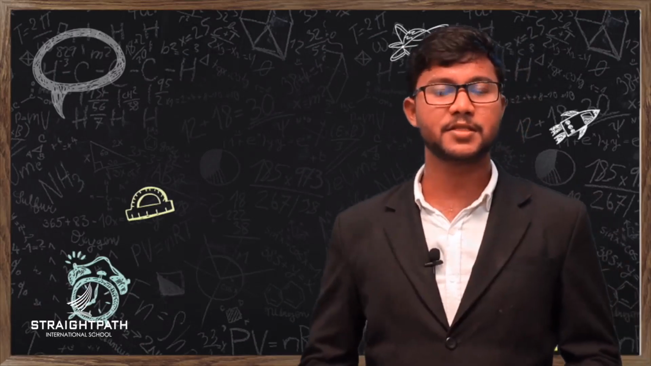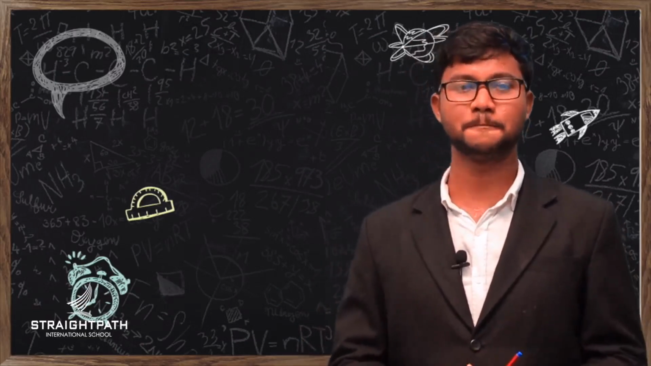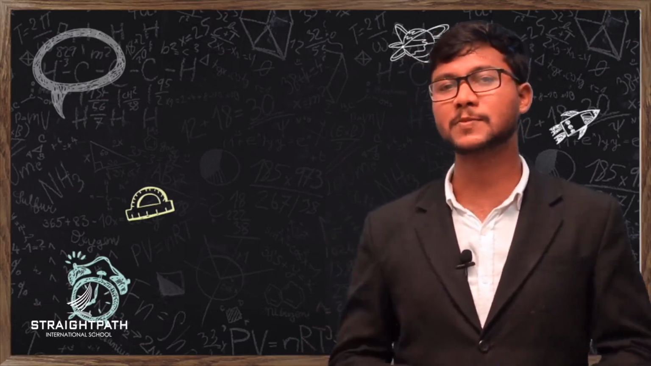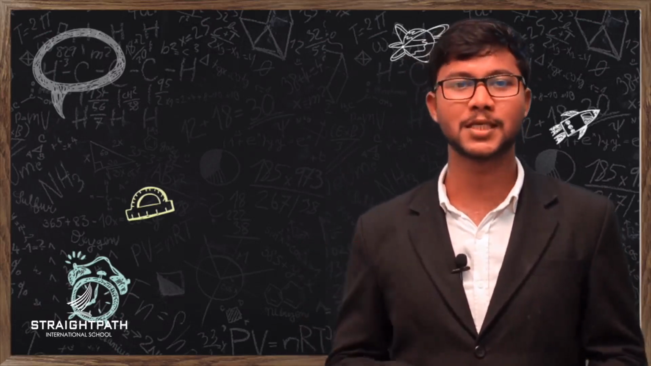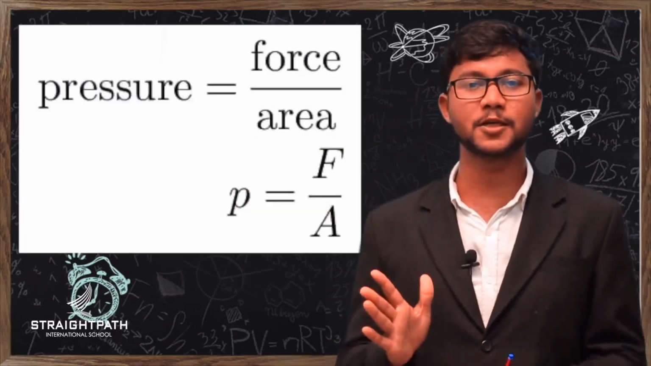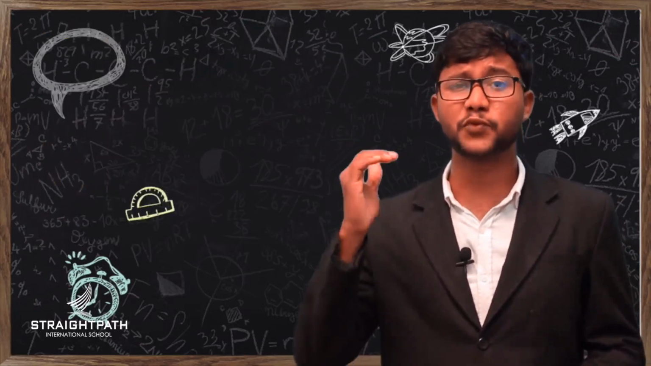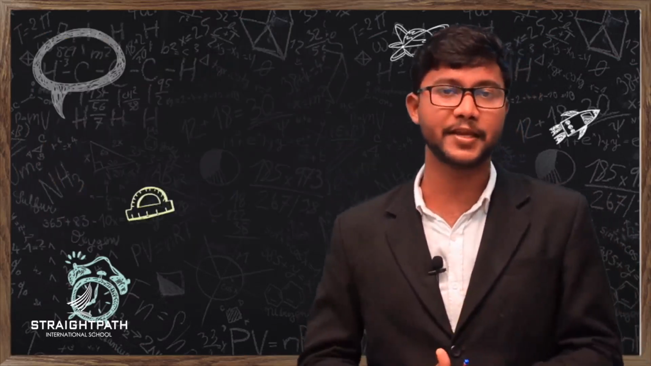The next section in this chapter is pressure. Simply, how can we explain pressure? Here we need two terms. First one is force, second one is area. So as an equation we can say that pressure is equal to force by area. How much force is experienced in the given area?